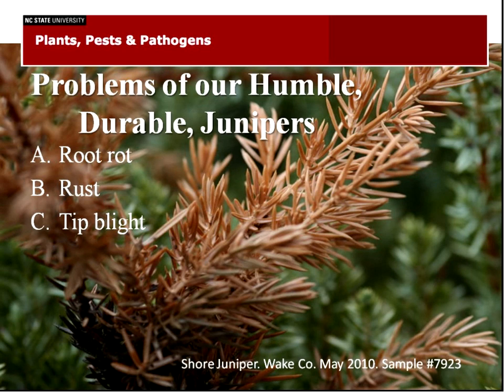But I chose as a feature for this particular program to talk about some of the problems that we see on junipers. And I'll have to move through it fairly quickly because of the time, but I think it will be worthwhile. First, let me ask whether you think the picture here represents a problem of root rot, of rust, or of tip blight, because we'll talk about problems in all three of these categories. So you can either use your polling tool or the spots on the screen, on the whiteboard.